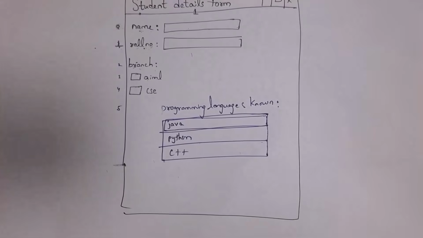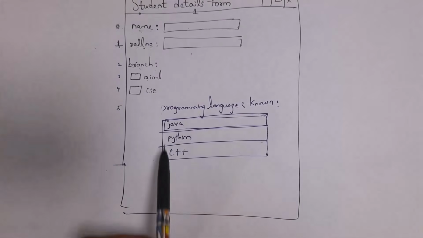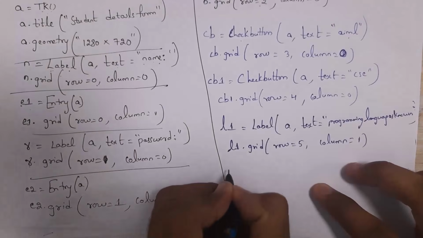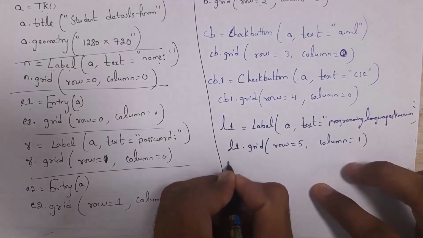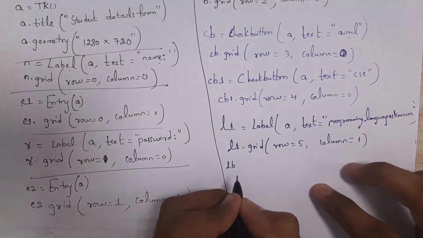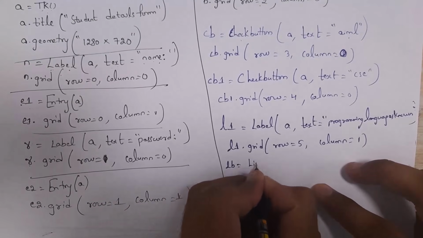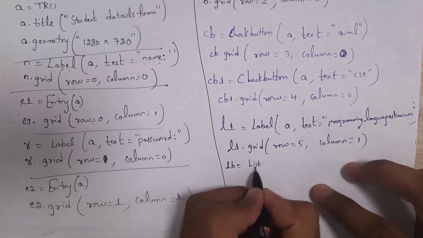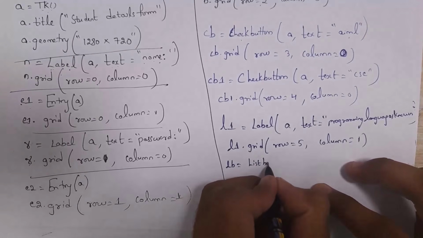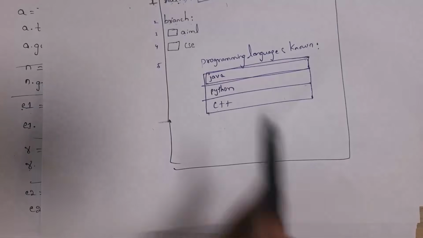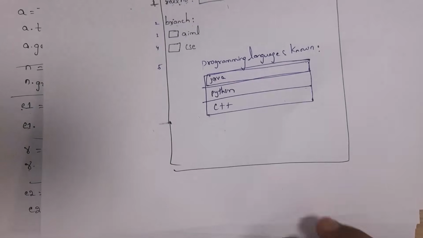After that I want to insert one list box, and this list box contains Java, Python and C++. I am creating a list box. You can take any variable name. I am taking variable name as LB because I am creating a list box. LB equal to Listbox, for which the starting L is a capital letter. Inside the list box I want to insert the text Java, Python and C++. In order to insert these three words, you need to take height as 3.